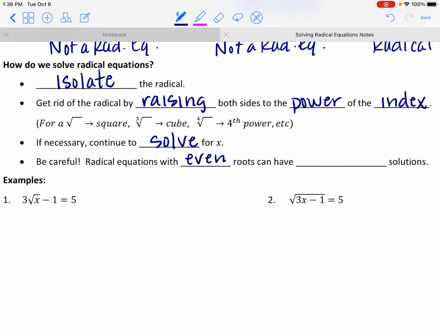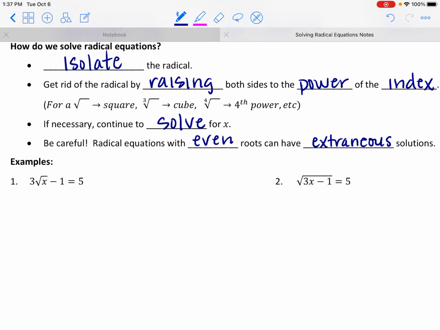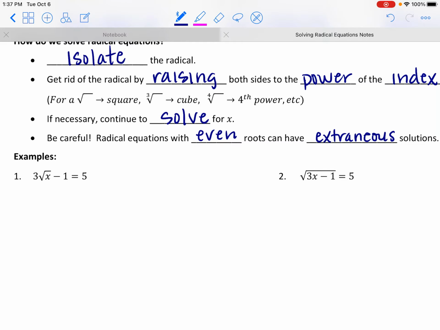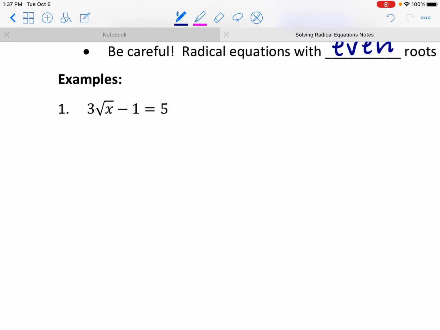But if we have an even root, we have the possibility of having an extraneous solution. And those, remember, don't count as valid solutions. So we want to be extra careful with our radical equations that have even roots. All right. So let's look here at number 1.